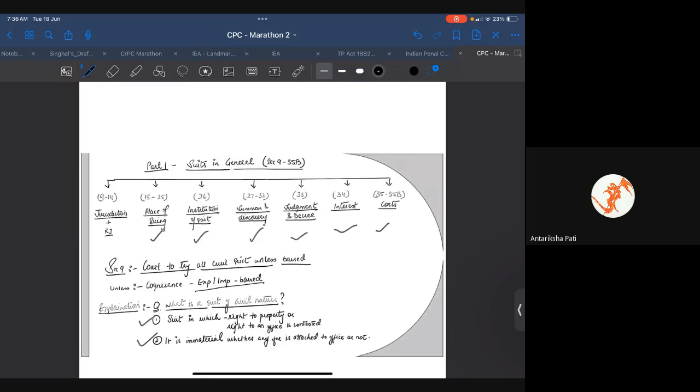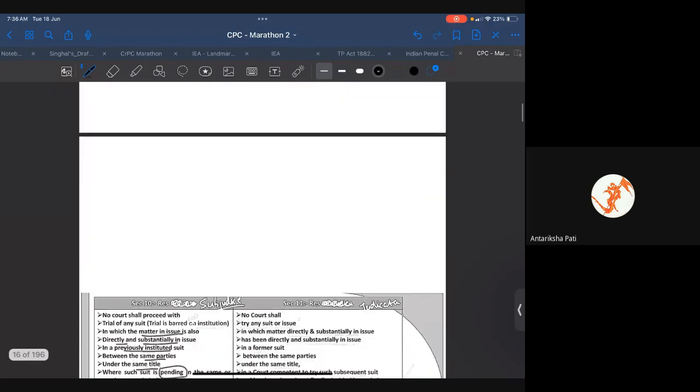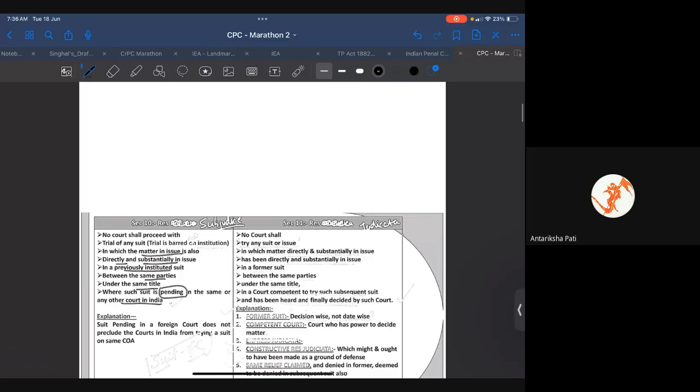And what is a suit of civil nature? A suit in which the right to property or the right to an office is contested. It is immaterial whether any fees are attached to an office or not; still, it would be a suit of civil nature. So basically, any private civil right can be challenged in a suit of civil nature. Section 9 says that. Now coming to section 10, that is res sub judice and res judicata.